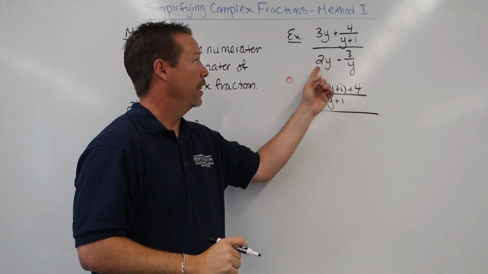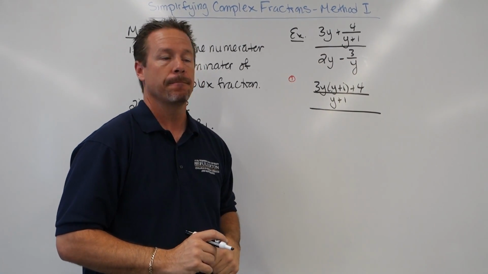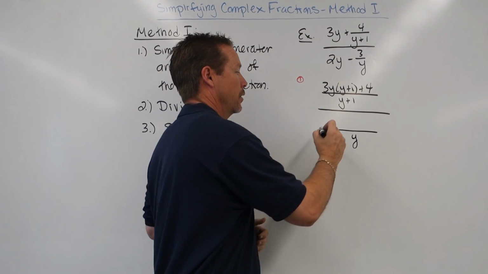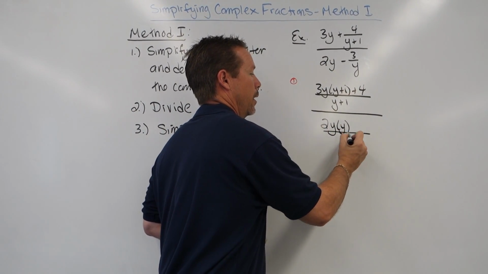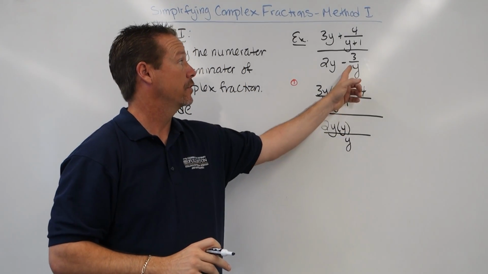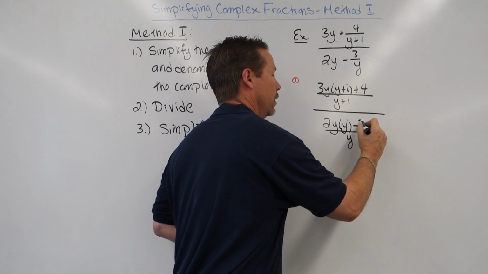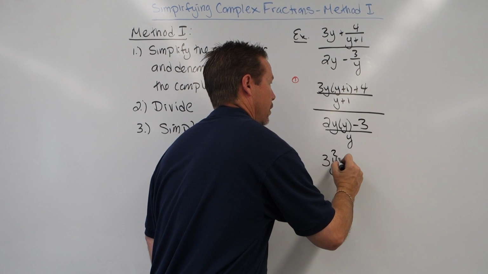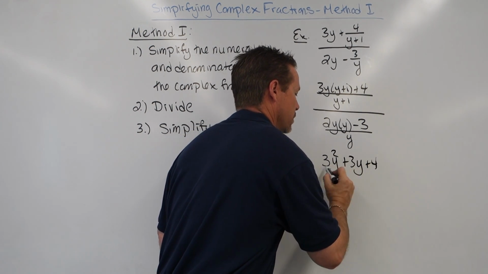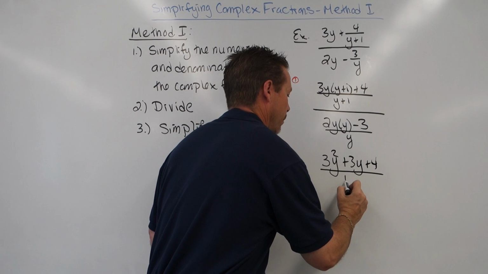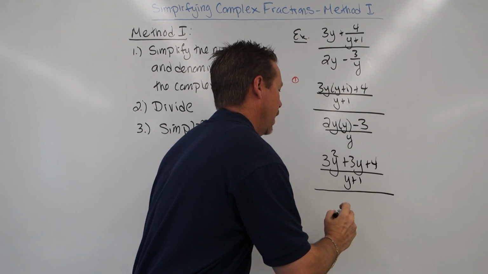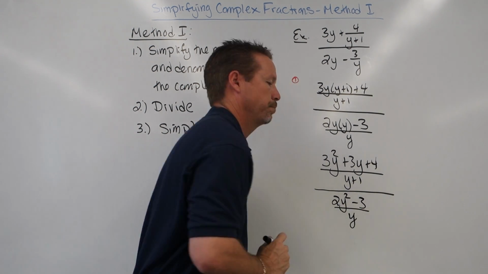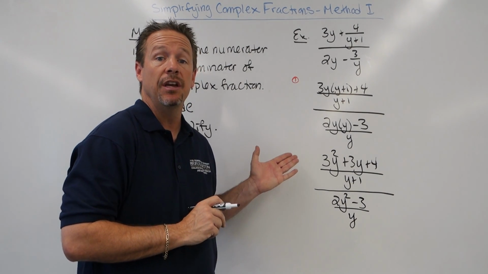On the bottom, the LCD between these two expressions is y. Since the first expression doesn't have the y, I'll take the numerator 2y and multiply by y. Since the second expression has the LCD of y, we leave it alone. So we end up with 3y squared plus 3y plus 4 over y plus 1 on top, and 2y squared minus 3 over y on bottom. So we've successfully achieved step number 1.